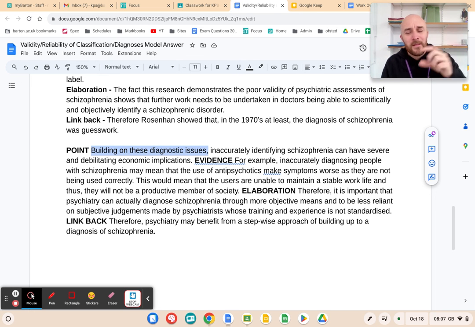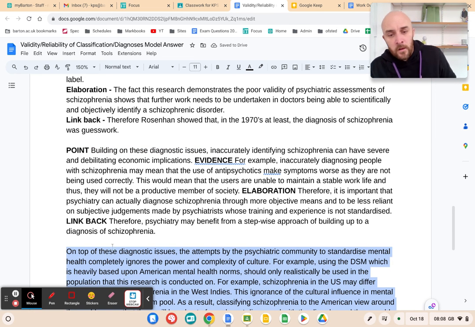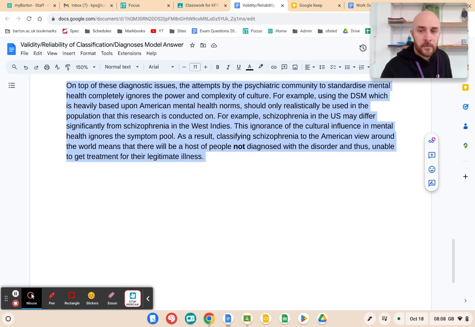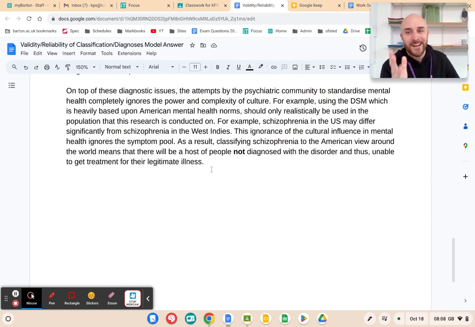So, again, with my last point, now these first 2 points have been on validity. I want to spread that out a little bit. The next point is going to be on reliability. So, taking us home will be this one just here. Now, I like this point. This point is essentially saying the DSM, the Diagnostic and Statistical Manual created by the APA, the American Psychiatric Association, standardizing the world's mental health to American norms completely ignores the complexity of the symptom pool and culture, basically.